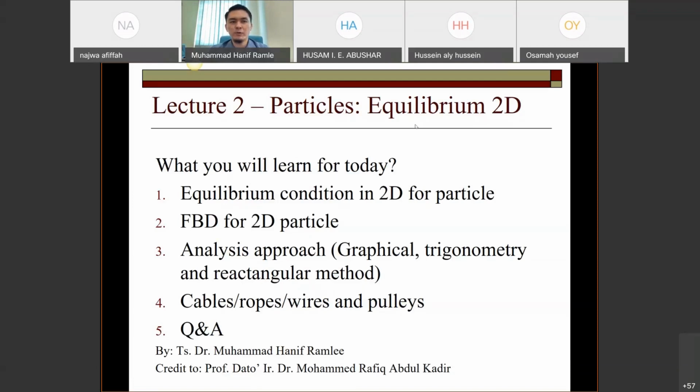It is not only for statics. It is for solid mechanics later on as well, in year 3. So make sure that you are familiar with FBD. Number 3, you will learn the analysis approach. We have 3 different methods: graphical, trigonometry, and rectangular method. Okay, typo there.